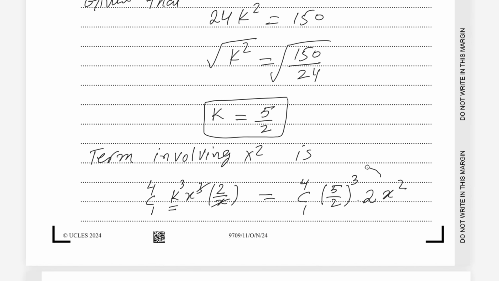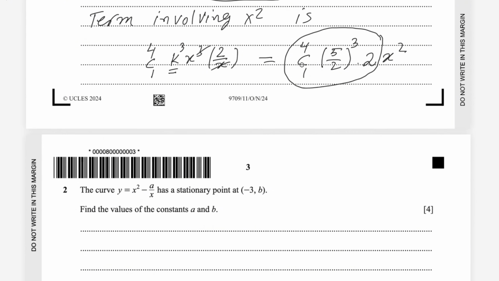Got it? Now you will write it as is in your calculator to get the answer. Write 4C1 multiplied by (5/2) cubed multiplied by 2 in your calculator. It will be 125x squared. Got it? But this is not the final answer. You have to mention the coefficient of x squared. The coefficient of x squared is the multiple of x squared, this one. Therefore, the coefficient of x squared is equal to 125.